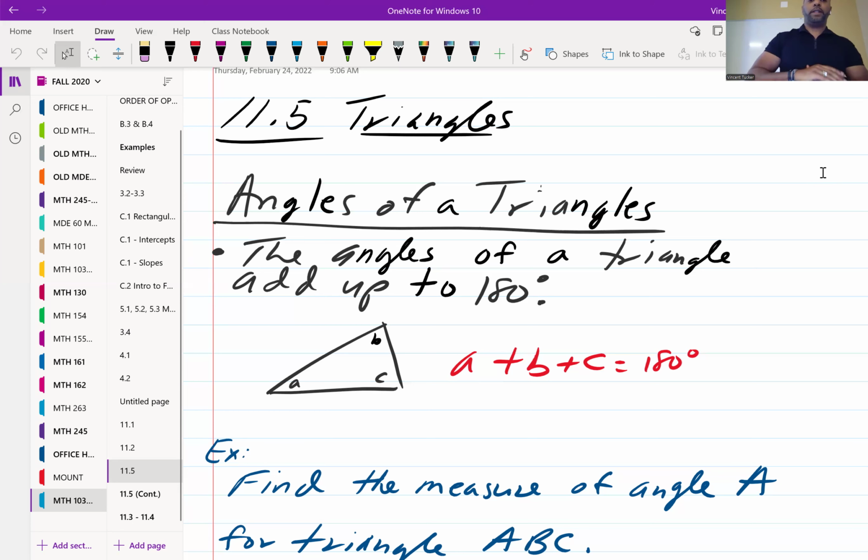We're going to start off with the idea of the angles of the triangle. All of them add up to give you 180 degrees. So from this point forward, they will assume that you know or remember that when you have a triangle, all three of your angles add up to 180 degrees.